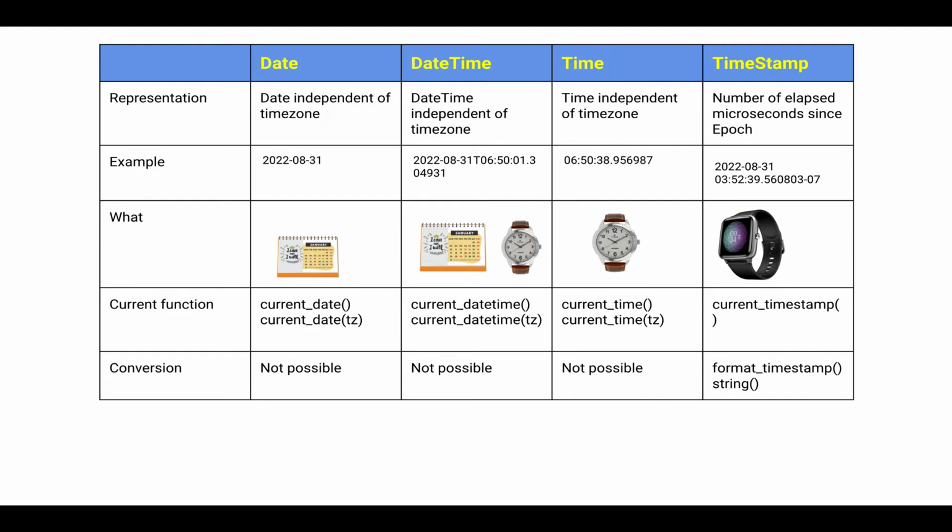When we are constructing the date or datetime or timestamp with the current function, for date, datetime, and time, we can also pass an optional argument, which is a time zone. But for a timestamp, this optional argument is not allowed because timestamp only represents the number of seconds elapsed since the epoch.